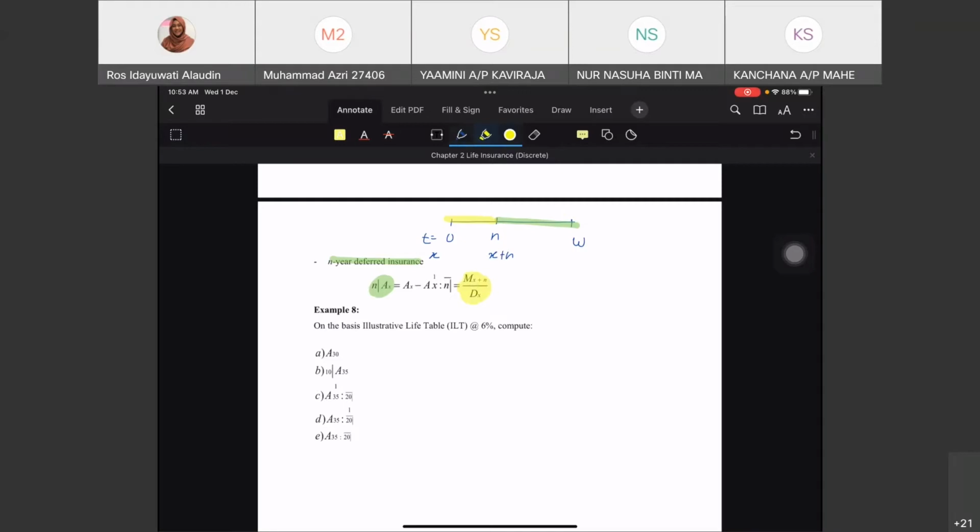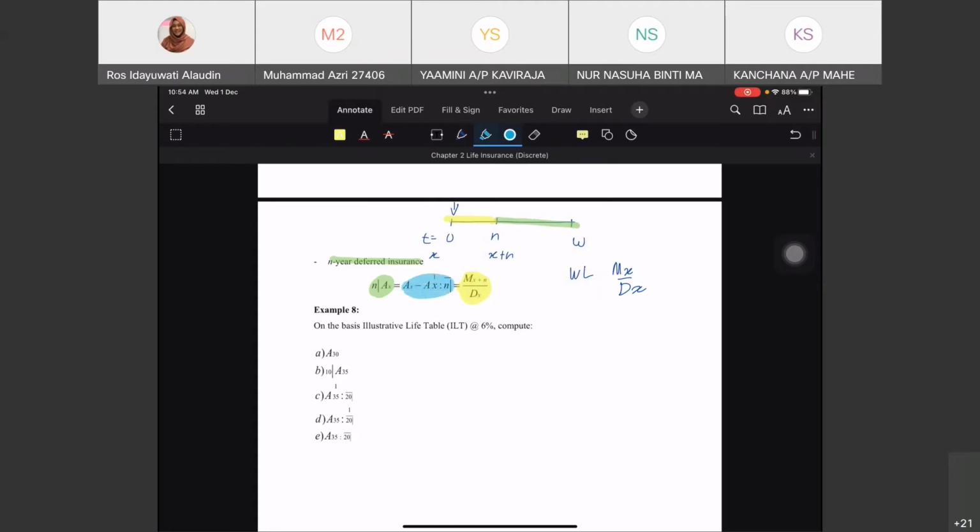So we start from x plus n, and that's why for the deferred it is Mx plus n over Dx. For whole life, we start from t equal to 0, or we start from x. So that's why we take Mx over Dx. But for the deferred, we start from x plus n because the benefit is paid after n years. So it becomes Mx plus n over Dx.